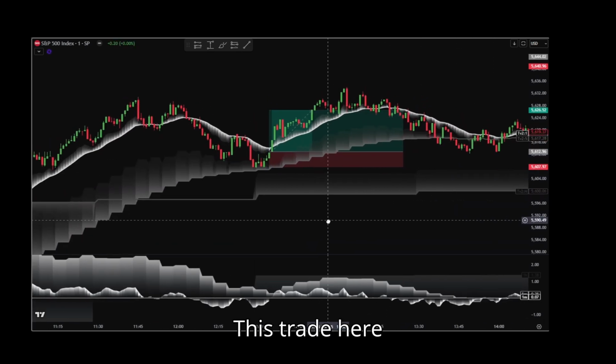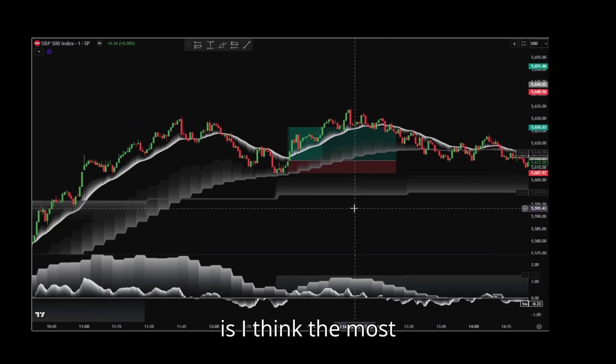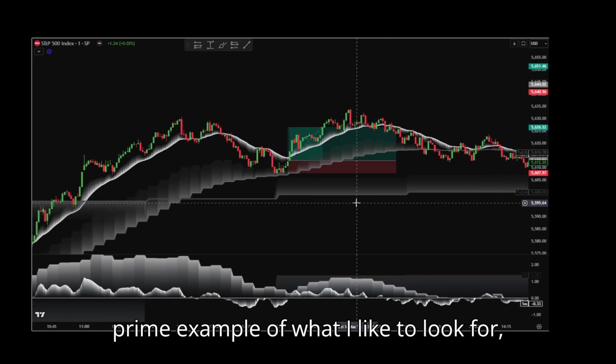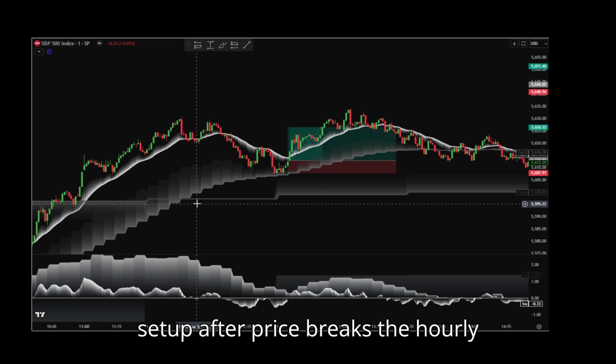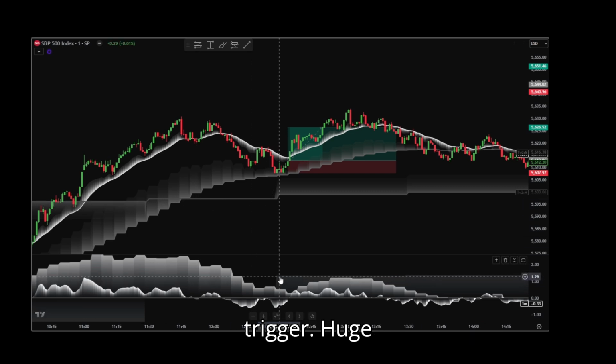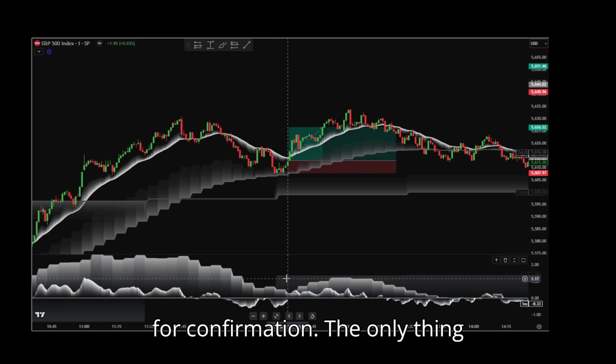This trade here is, I think, the most prime example of what I like to look for, right? So again, first airplane setup after price breaks the hourly trigger. Huge hourly velocity increase here for confirmation.